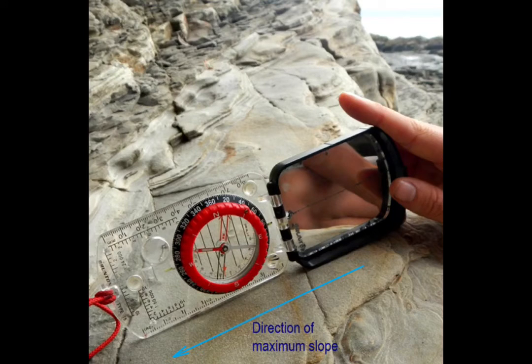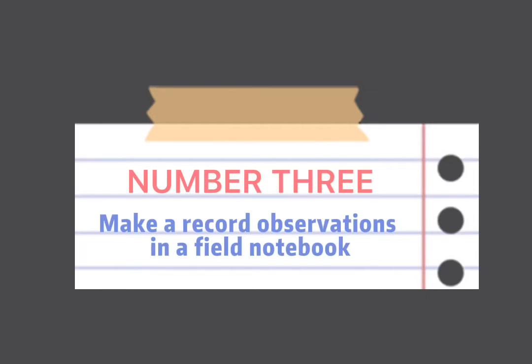Strike and dip are also used to describe any other planar features, including joints, faults, dikes, sills, and even the foliation planes in metamorphic rocks.